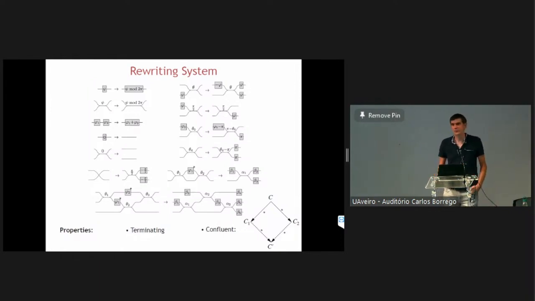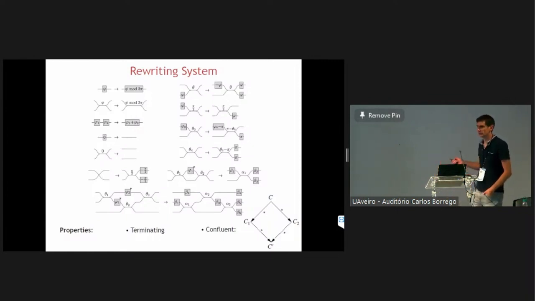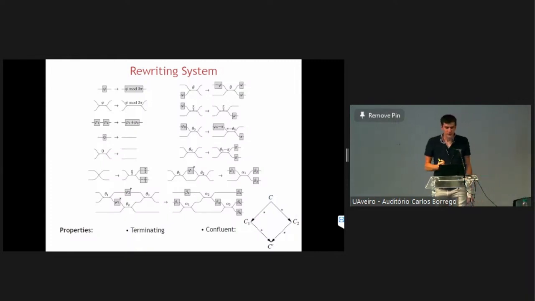And this rewriting system has all the good properties that we can expect. It's terminating, so if you start from a circuit, you cannot apply these rules forever. And it's also confluent, so if you can apply several rules, even if they are somehow overlapping, you can apply one or the other. You can always close the diamond and get a common circuit at the end of the day. These two properties guarantee that if you start with any optical circuit and apply these rules, you will end up with what we call a normal form.